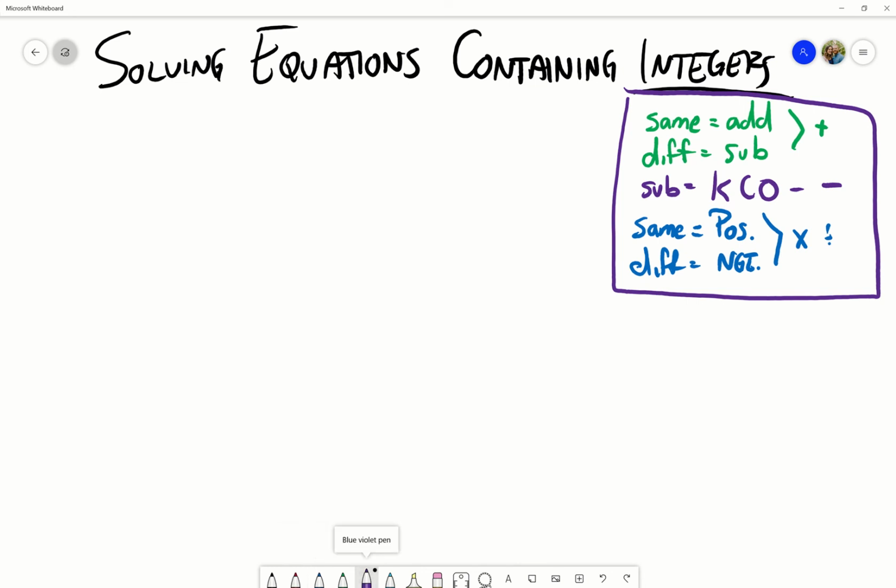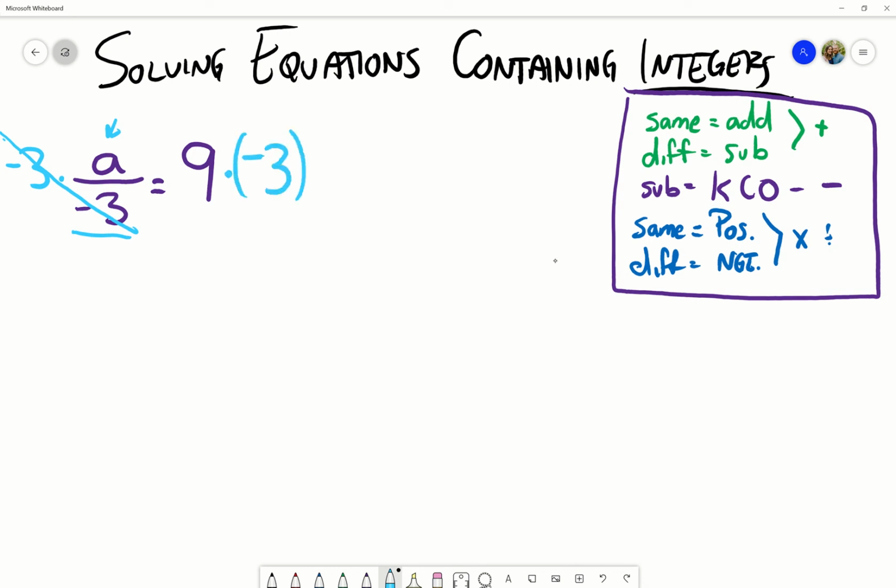All right, what if I did something like a divided by negative 3 equals 9. Remember, I want to get this a all by itself, so I've got to get rid of this negative 3. What is the opposite of division? Multiplication. We're going to multiply this side by negative 3. We multiply it by exactly what it tells us, and that will cancel those out. If we multiply one side by negative 3, what do we have to do to the other side? Multiply it by negative 3. Yes, exactly.